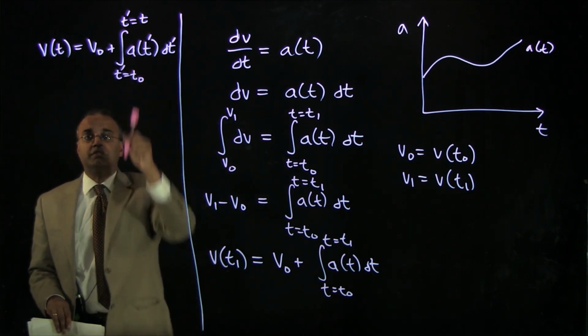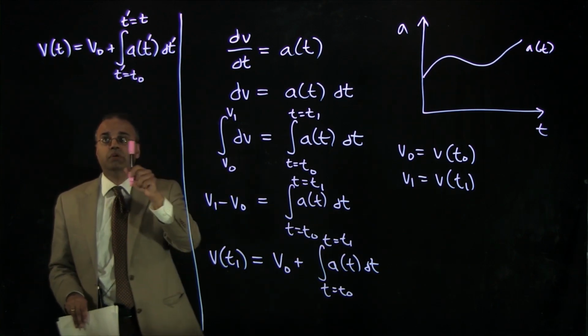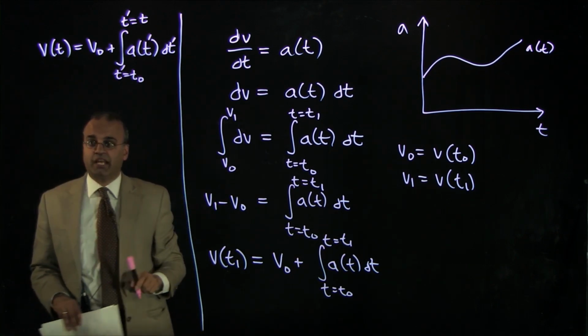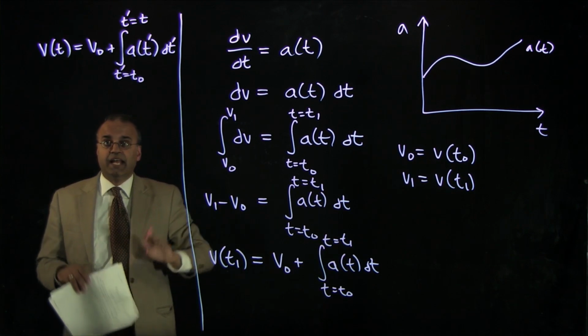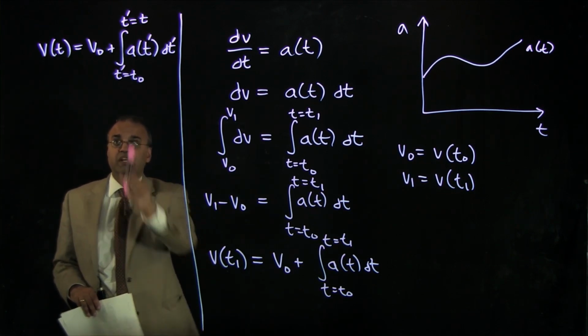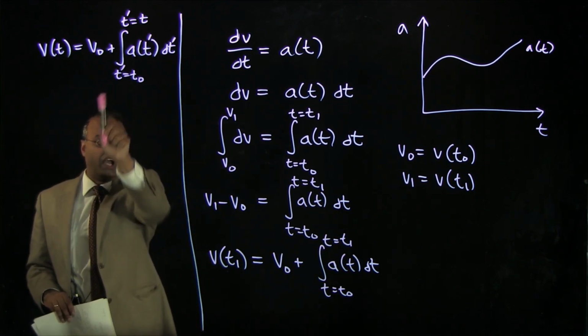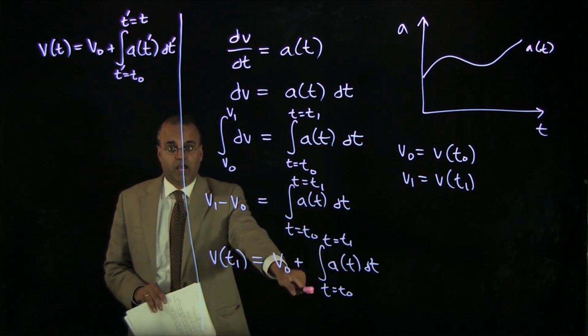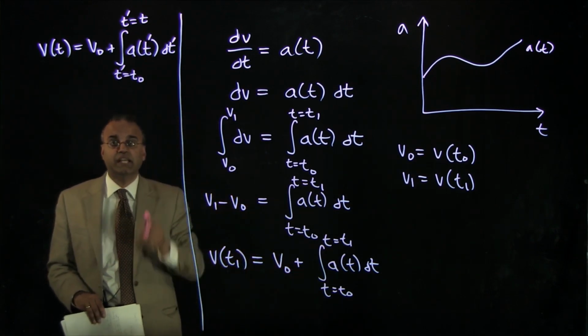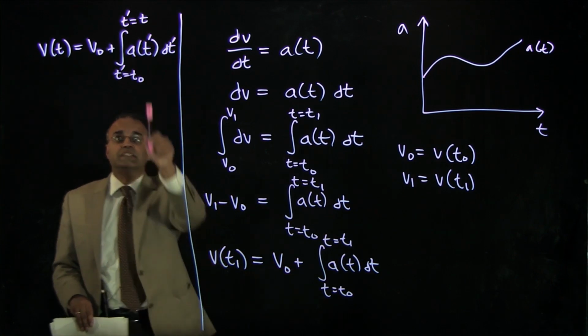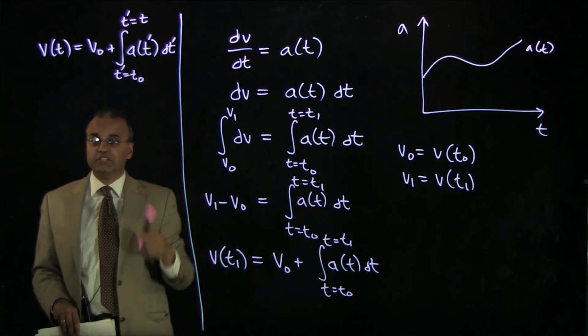I'm writing t prime just to distinguish it from the specific later time t that I want to calculate the velocity at. And it's worth thinking about what this expression means. This equation is identical to this earlier equation that we derived, except for a change in notation. And so let's think about what that notation means. T prime here is the integration variable.